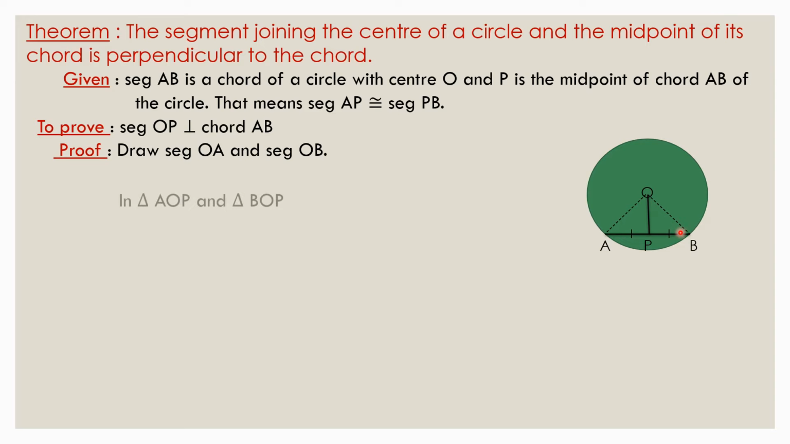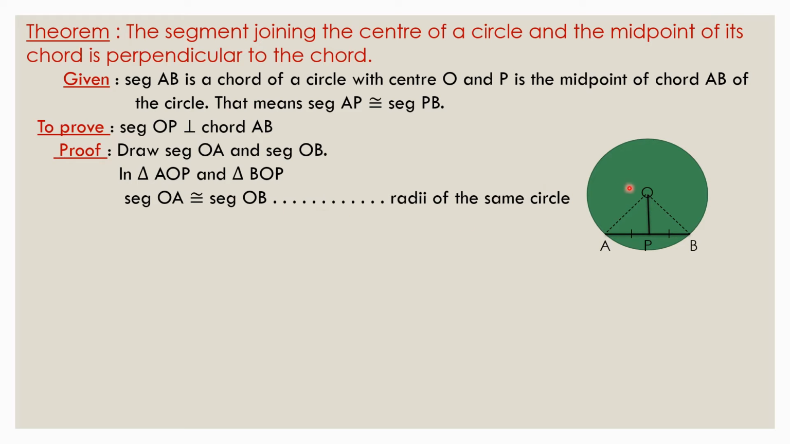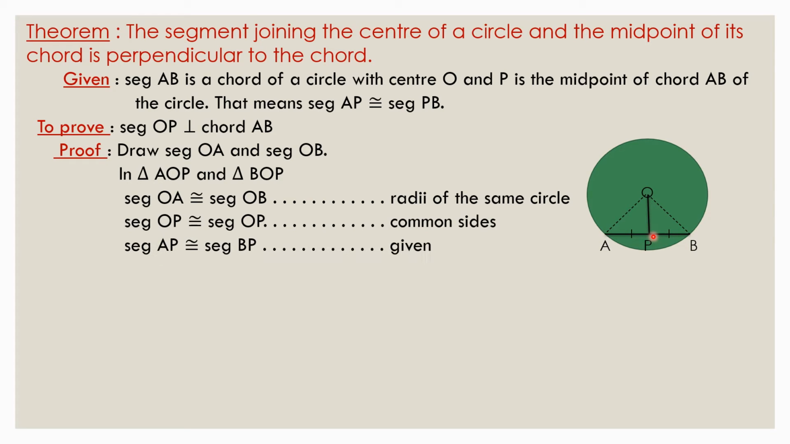And now I am considering the two triangles, triangle AOP and triangle BOP. First write the congruent parts. First one, segment OA congruent to segment OB, that is the radii of the same circle. And second one, segment OP congruent to segment OP, that is the common side. And segment AP congruent to segment PB, that is already given because P is the midpoint. By which condition are these two triangles congruent? This is side, side, side. By the SSS test, triangle AOP is congruent to triangle BOP.